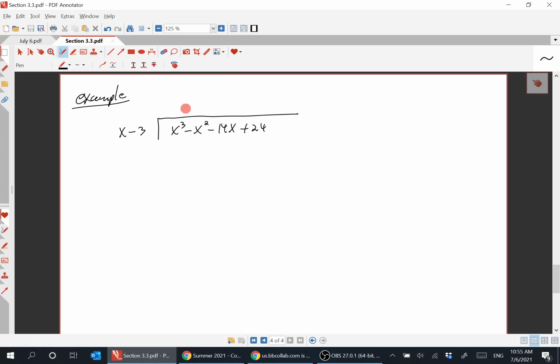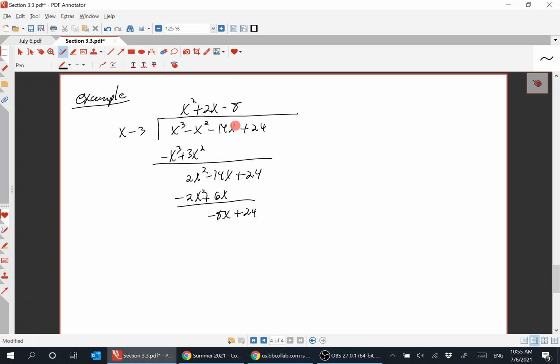So multiply by x squared. So I have x to the third minus 3x squared. Flip the signs. So this is 2x squared minus 14x plus 24. Multiply by 2x. So 2x squared minus 6x. Flip the signs, and we get minus 8x plus 24. Multiply by minus 8. So minus 8x plus 24. Flip the signs, and that's going to give you 0.